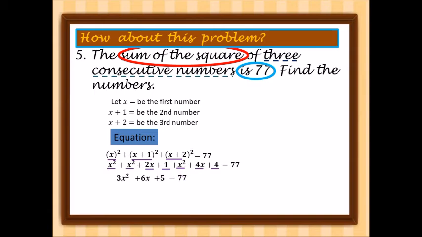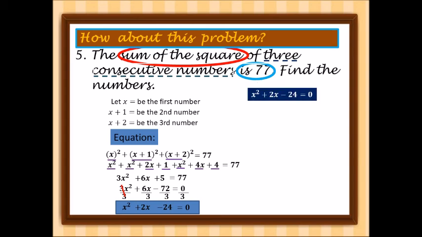Now let's transpose the 77 to the left side. So our answer now will be 3x squared plus 6x minus 72 is equal to 0. So before we solve, let's simplify first. So divide everything by 3. So we cancel this. So we are left with x squared plus 2x minus 24 is equal to 0. So this is now our quadratic equation. So we have there x squared plus 2x minus 24 is equal to 0.